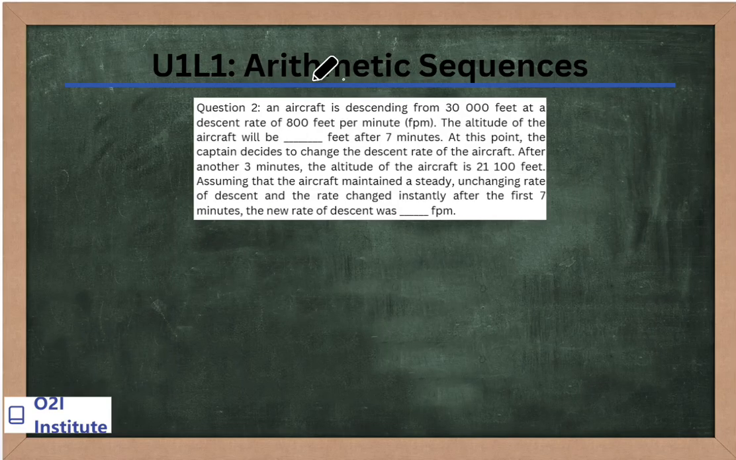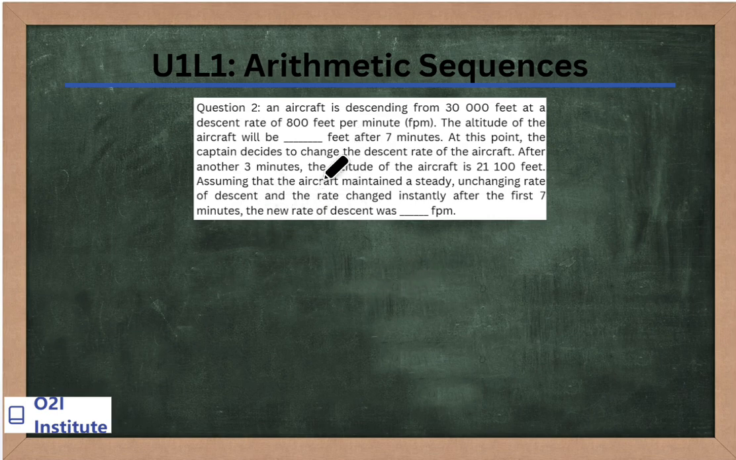So now let's continue solving for the second blank. So we solved previously that the aircraft will be at an altitude of 24,400 feet after the first 7 minutes of descent. And the question is that at this point, the captain decides to change the descent rate of the aircraft. And after another 3 minutes, the altitude of the aircraft is 21,100 feet. Assuming that the aircraft maintains a steady, unchanging rate of descent, and the rate changed instantly after the first 7 minutes, what is the new rate of descent?